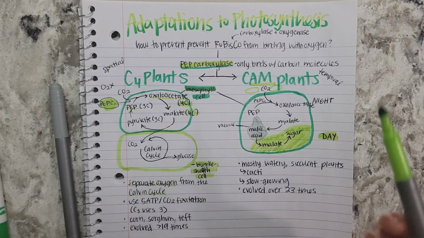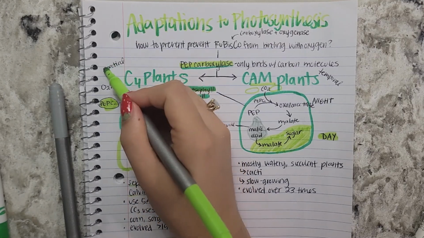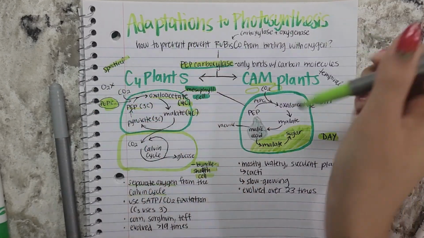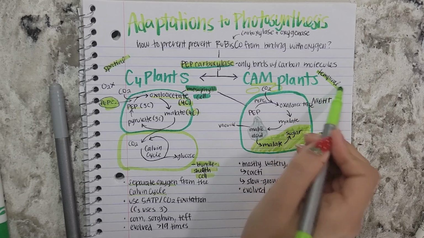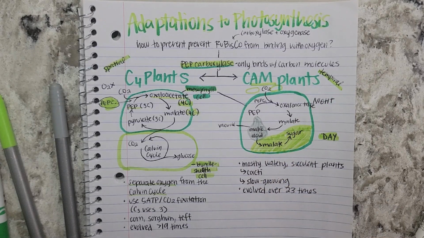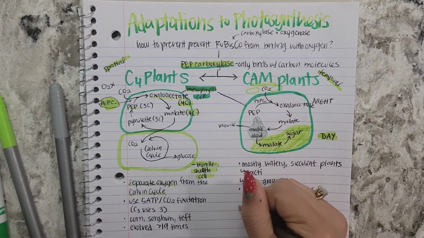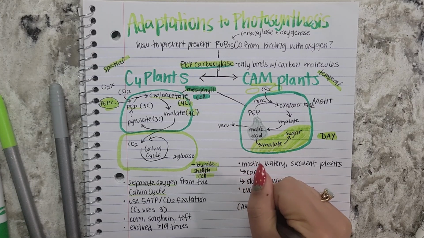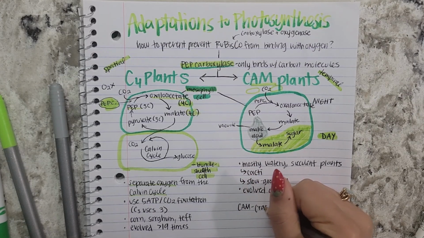But anyway, so these are our adaptations to photosynthesis. The C4 pathway is a spatial solution. The CAM pathway is the temporal solution. Oh, and if you want to know what CAM stands for, we can write that down. So CAM stands for crassulation acid metabolism.